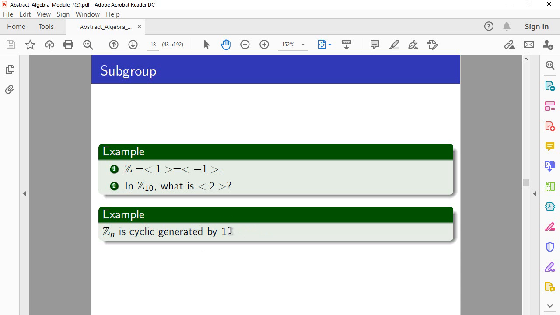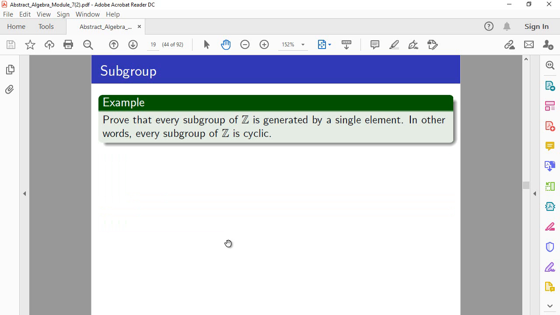So for example, Z10 is generated by the number 1 because every element of Z10 is a multiple of 1. Okay, so in this example, we want to show that every subgroup of Z is generated by a single element. In other words, every subgroup of Z is cyclic.